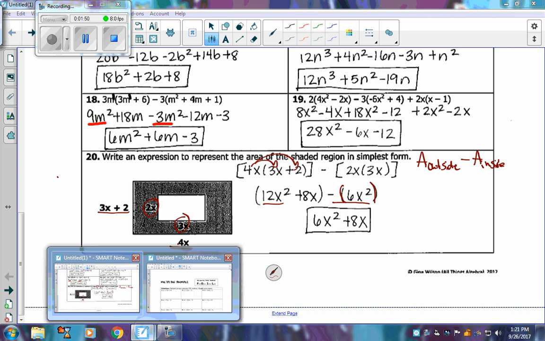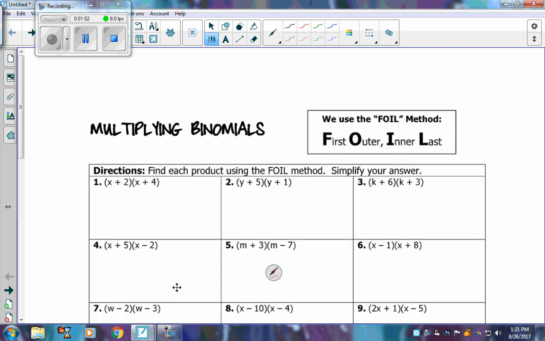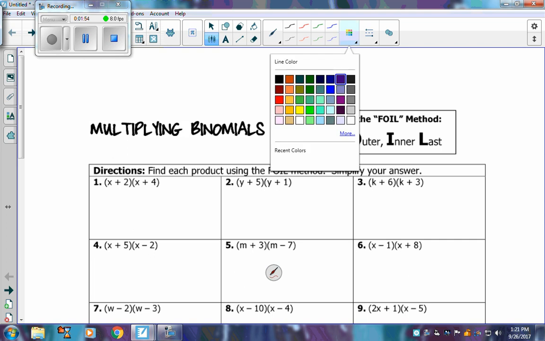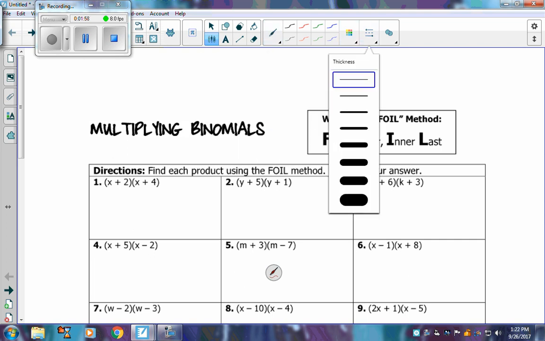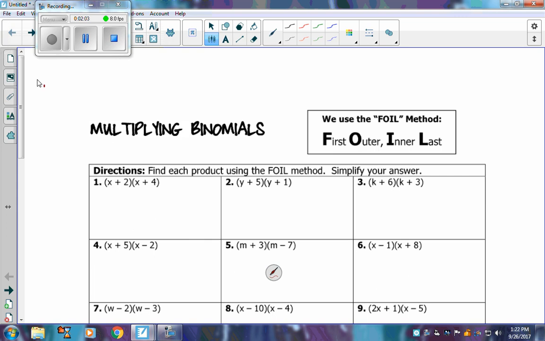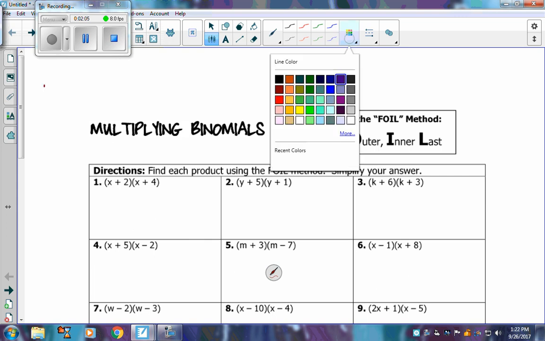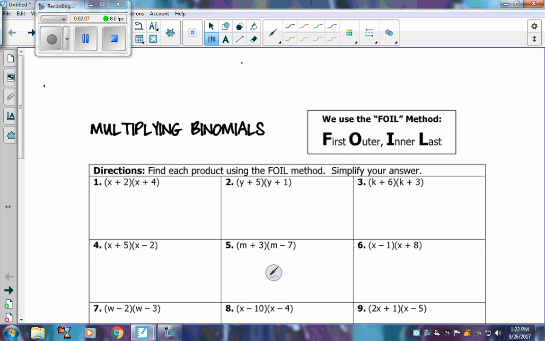Okay, so for today, we're going to be multiplying binomials and monomials and trinomials. It's pretty much the same. All you're doing is distributing.